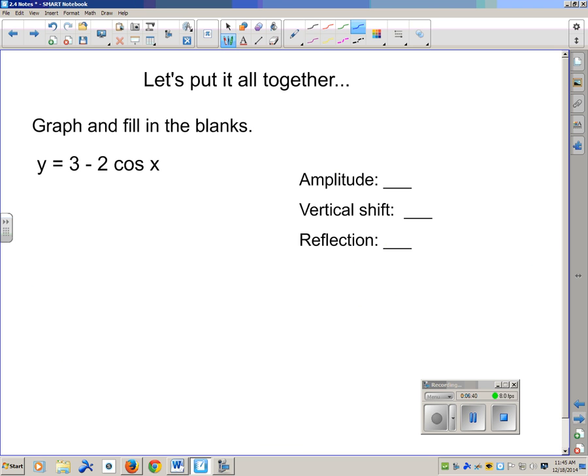Looking here at amplitude, there's a -2 times cosine x, that's my amplitude. So I have to do the opposite value of that, which is 2. Is there a vertical shift? Yes, there's a 3 being added in here. So that would mean it's going to move up 3. Is there a reflection? Yes, it's a -2 times, so there's a reflection going on.